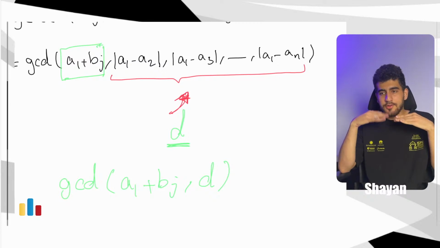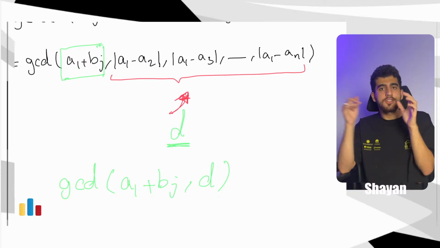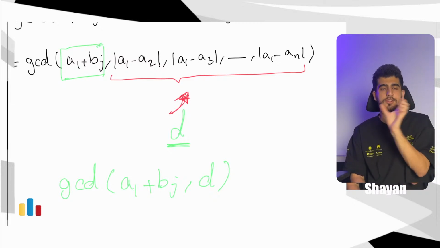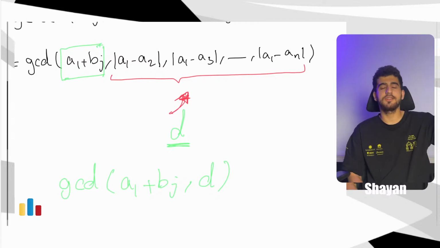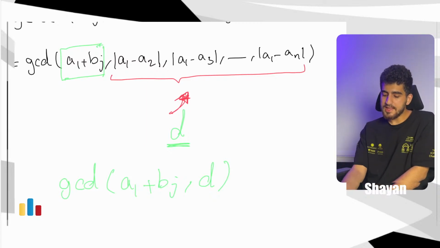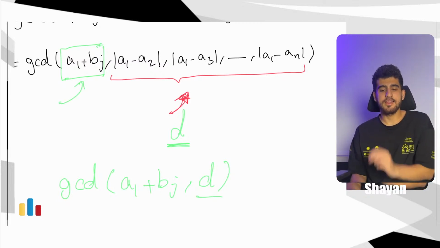When you're adding constants to all the values, the differences will not change. So let's consider a2 minus a1, a3 minus a1, a4 minus a1, to an minus a1. Let's consider all these numbers, calculate the GCD of all of them, and save it somewhere. When some bj is added, just calculate GCD of a1 plus bj and this d. And that's going to be your answer.